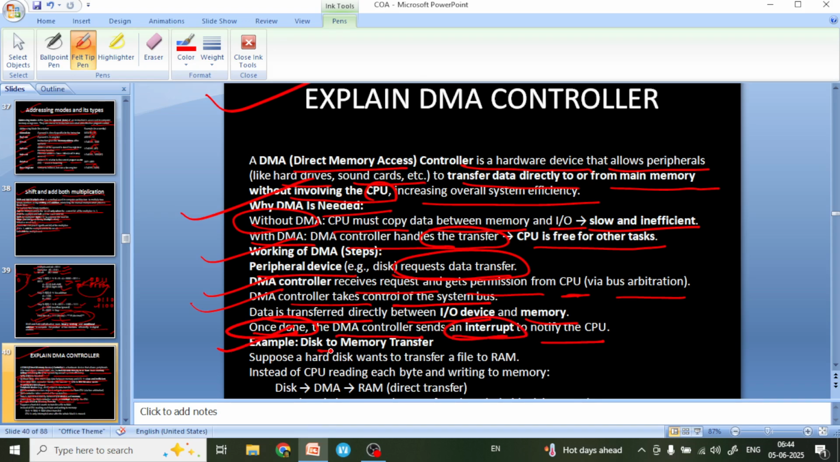For example, a disk to memory transfer. Suppose a hard disk wants to transfer a file to RAM. Instead of the CPU reading each byte and writing it to memory, the data is transferred from disk through DMA directly to RAM.